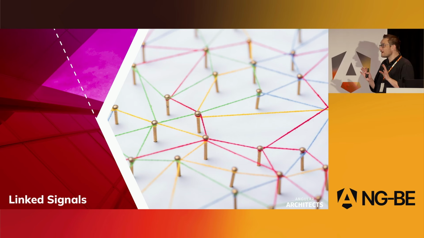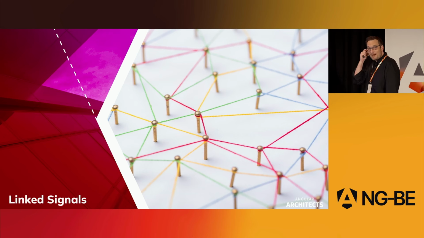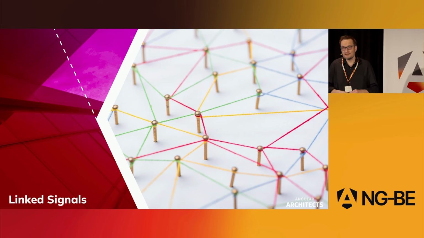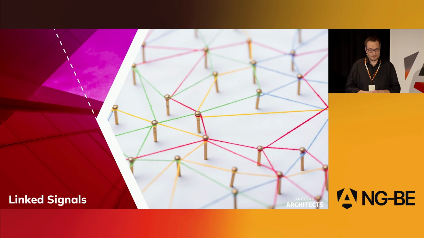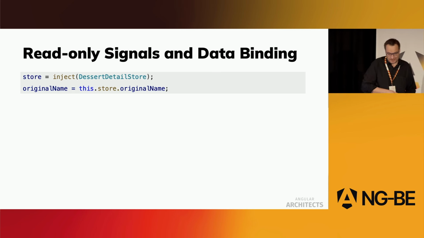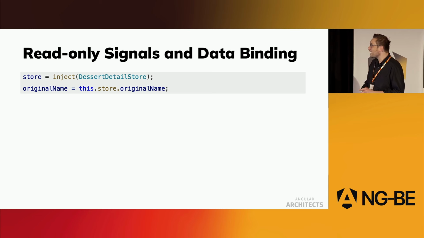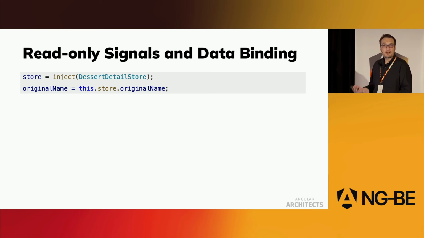There is another thing that helps you with this idea of the data flow. It's also quite new now. It arrived in a developer preview with Angular 19. It's the linked signal. So what is the linked signal about? Well, look at this simple example. Here I'm injecting a store, and this store has a property original name.